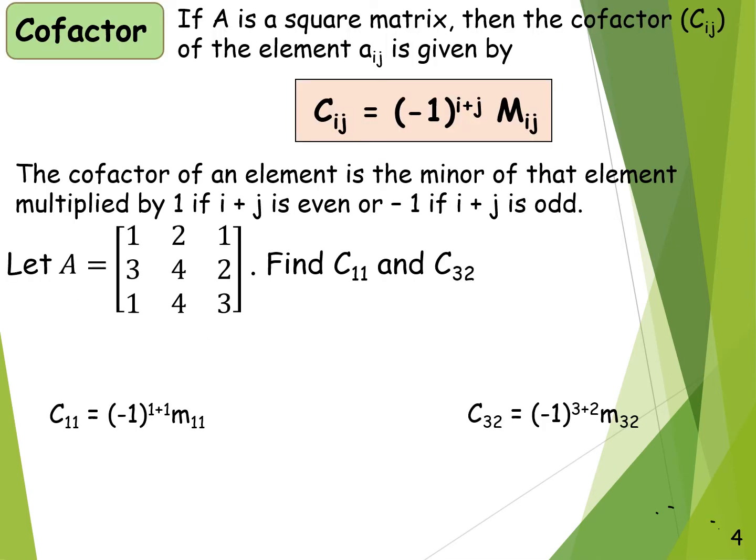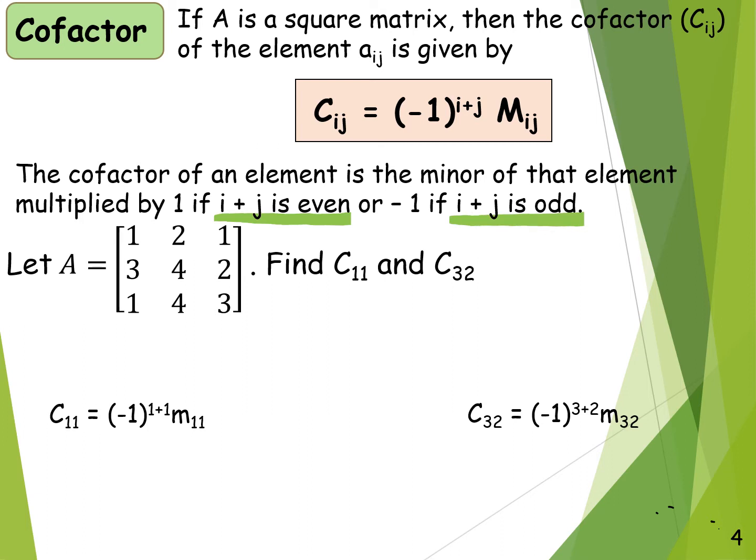If A is a square matrix, then the cofactor Cij of the element Aij is given by Cij equals negative 1 to the power of i plus j times Mij. The cofactor of an element is the minor of that element multiplied by 1 if i plus j is even, or negative 1 if i plus j is odd.